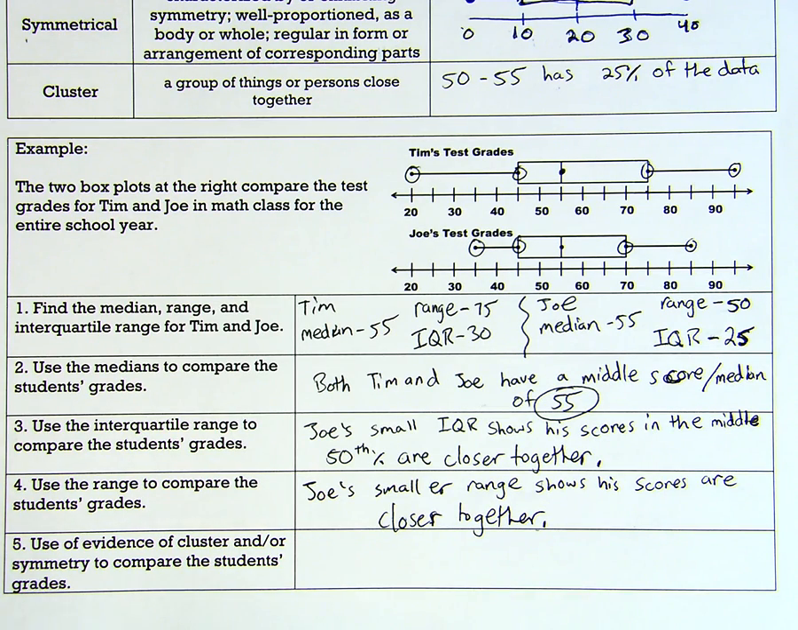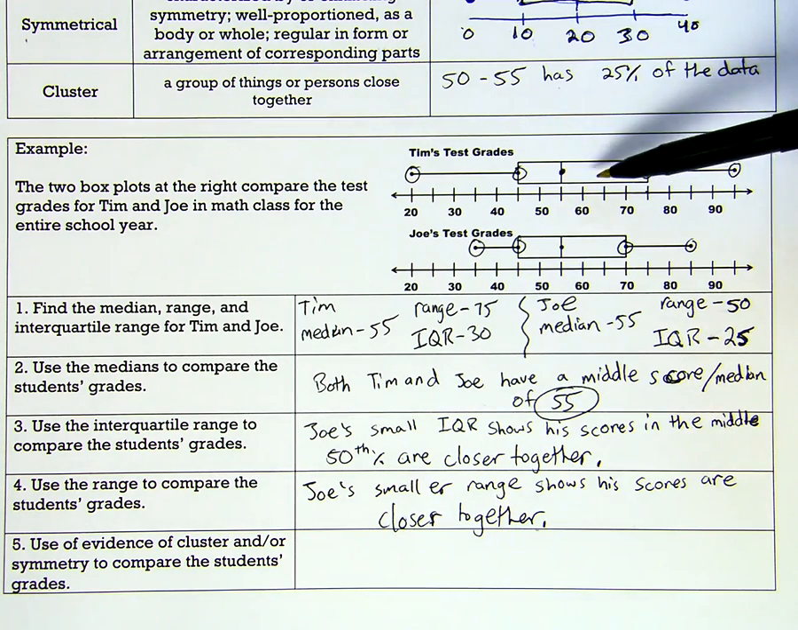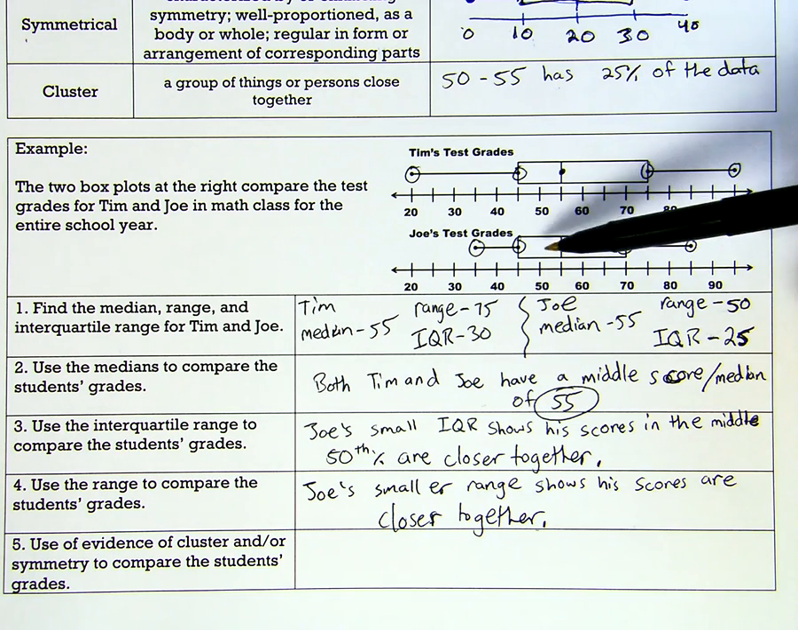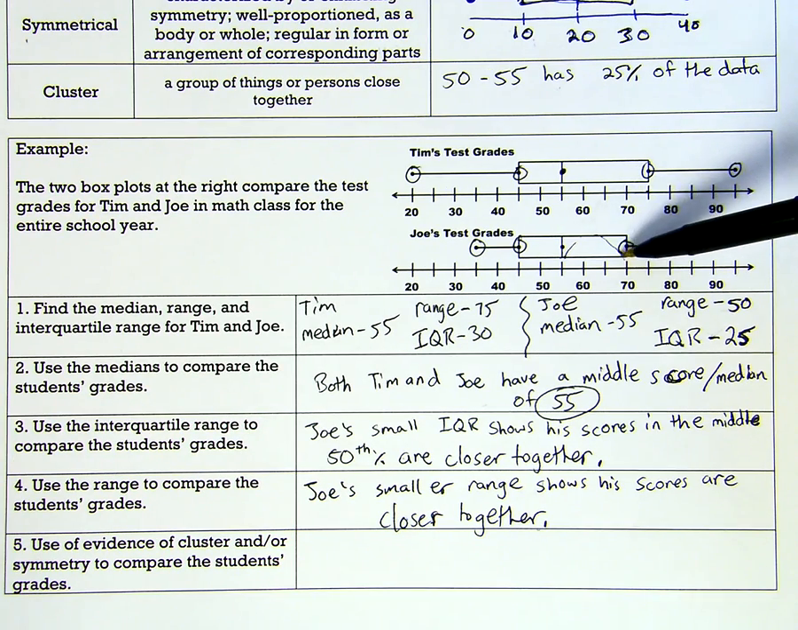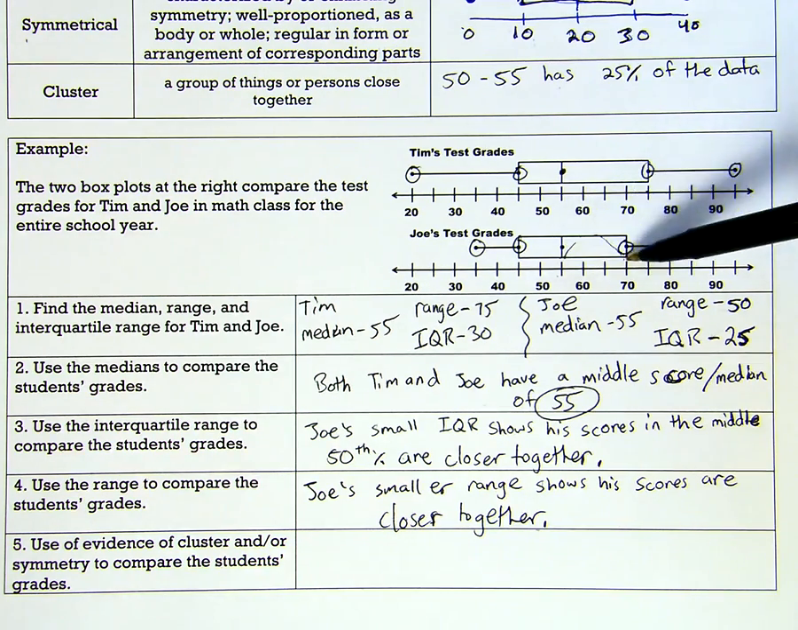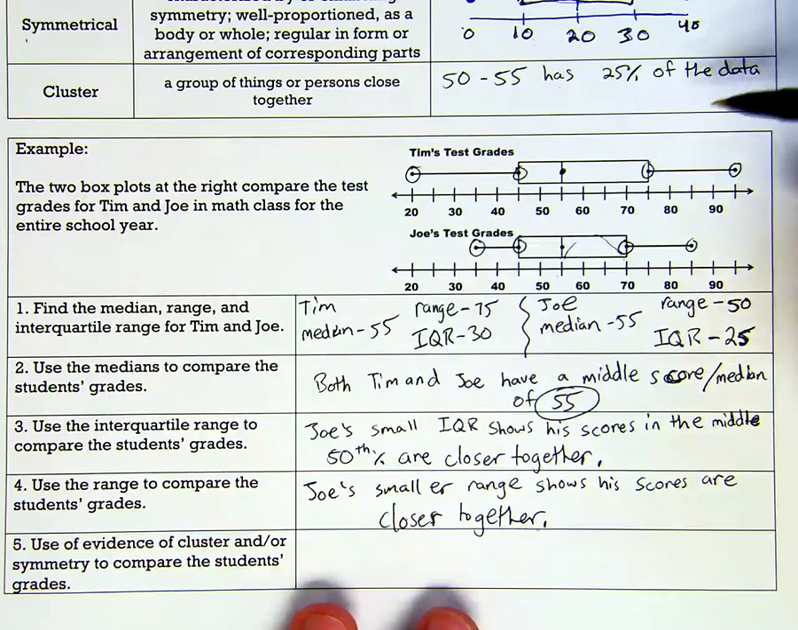Alright, and then we're going to use the evidence of clustering and/or symmetry to compare my students. If I look up at my graph, I can already tell by where the median is that I do not have any symmetry for Tim's. And for Joe's, same thing. From 45 to 55, that 10-point swing has 25% of the grades. And then from 55 to 70, that 15-point area has another 25%. So my 10-point swing and my 15-point swing don't match. But what I can see is there is some clustering here.